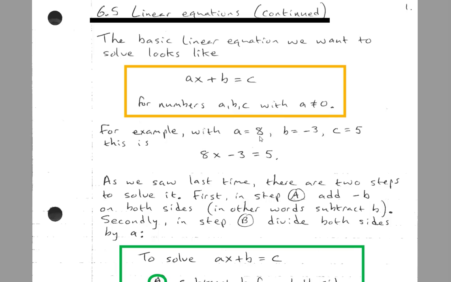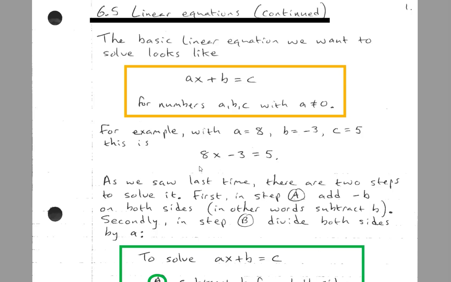For example, if a is 8, b is -3, and c is 5, then we get this equation, 8x minus 3 equals 5. So how do we solve this? How do we figure out what x has to be?